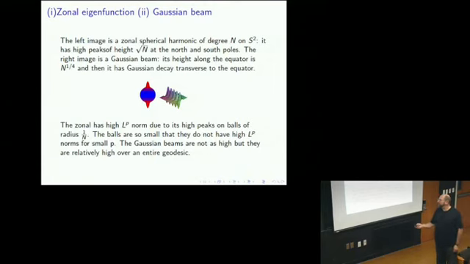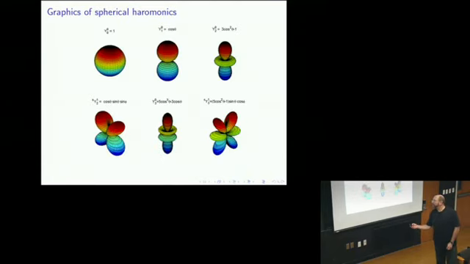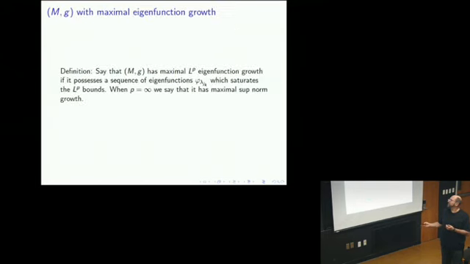Okay, so here's just another graph of these things. These are examples of these zonal spherical harmonics. Anyway, you can see the different shapes, and this one obviously is bulging out at the North Pole and South Pole. So these inequalities are the worst possible things. They're the extremal problems for eigenfunctions.